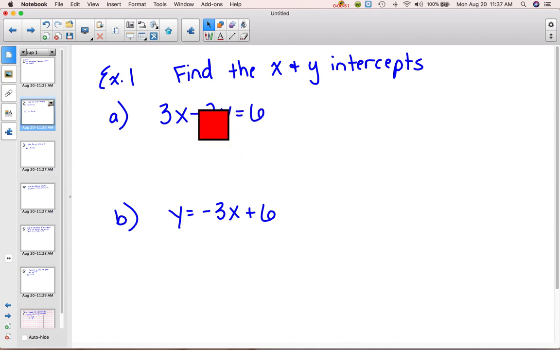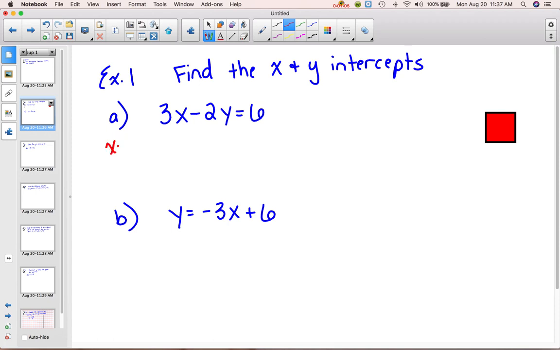Imagine if y is 0. Well, if y is 0, then that's gone. And we just are solving 3x equals 6, and we get x equals 2. So we can kind of see that visually very easily. So my x-intercept, if we let y equal 0, we get x equals 2. But you're going to be asked to write this as an ordered pair. So the coordinate would be the point (2, 0).